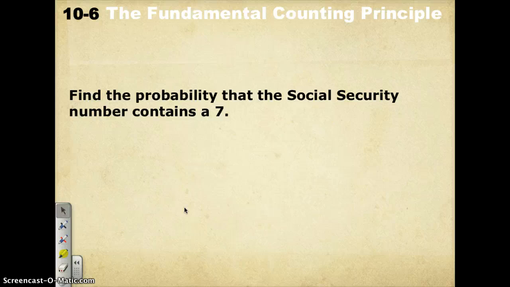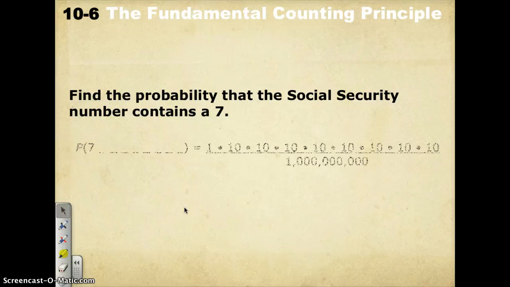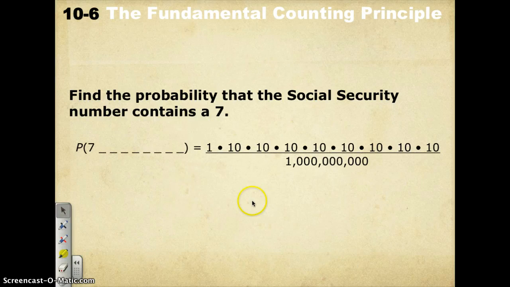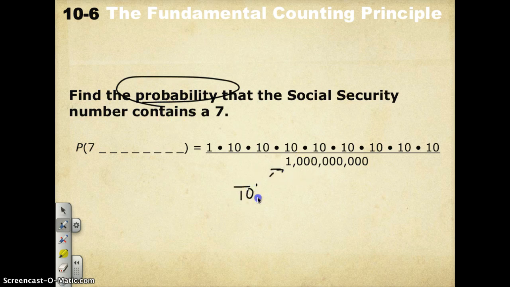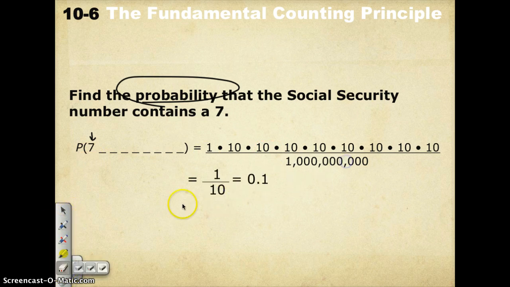Now let's find a probability with that. Find the probability that the Social Security number contains a 7. It does not matter where the 7 is, so we always put what we want at the beginning. We're looking for probability, so it's out of our total from the last problem. So there's one way to choose a 7, and then each other position still has 10 different values to choose from. So we multiply that together, and when we simplify, it simplifies down to 1/10.